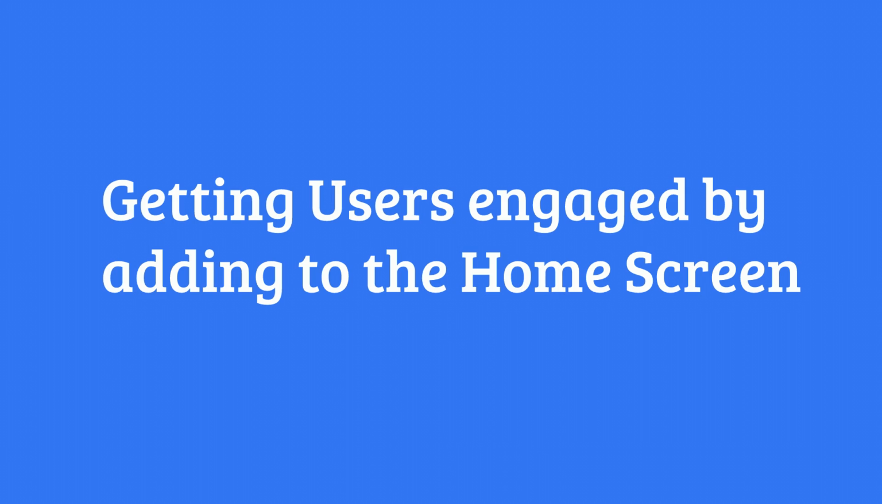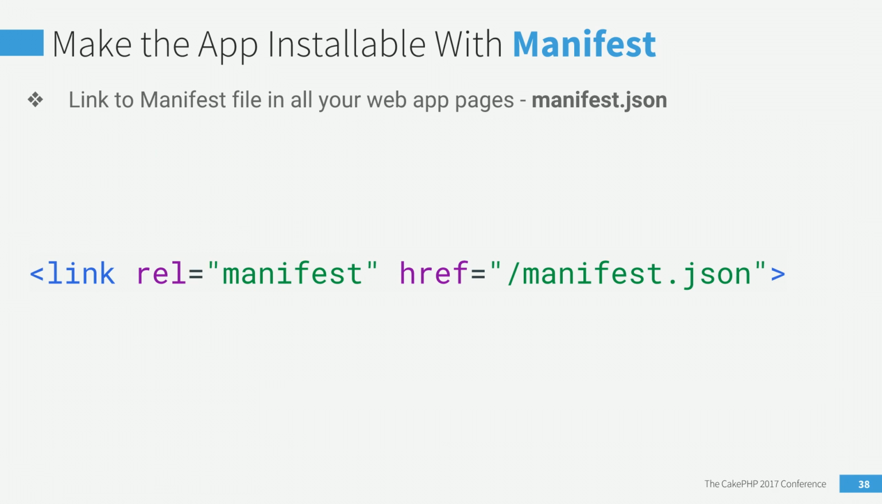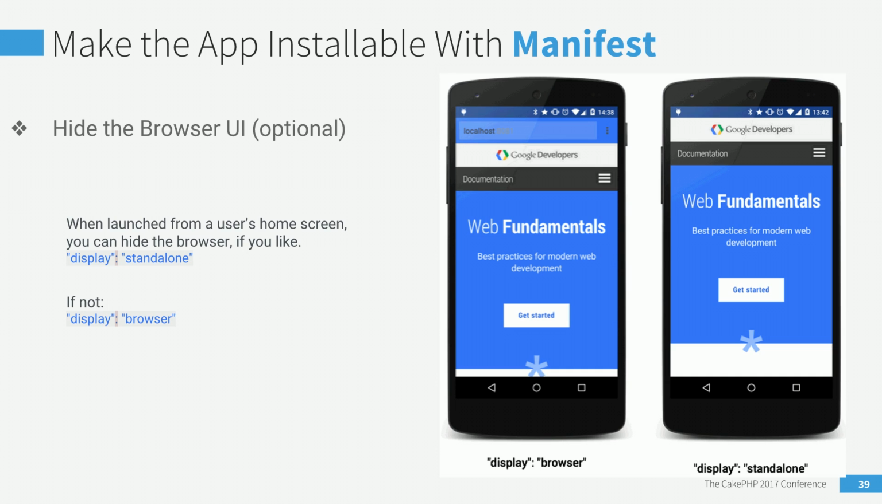All right, getting users engaged by adding to the home screen. I've been talking about that. So all you need to do to add to the home screen is create this file, the manifest.json file. When you create this file, you just link it in your HTML, right? You link it on all your pages. link rel is equal to manifest, href is equal to this JSON file. When you do this, this is what it will allow the user to be able to do, right?